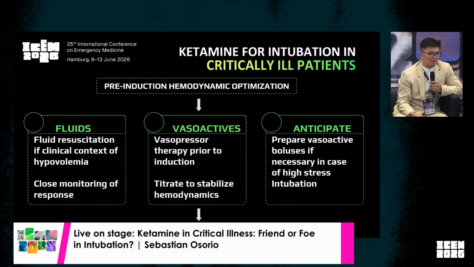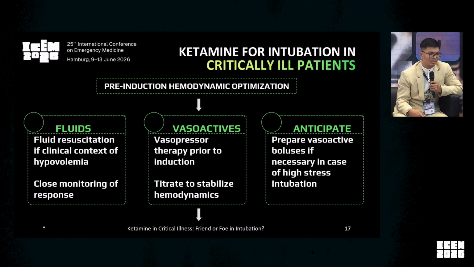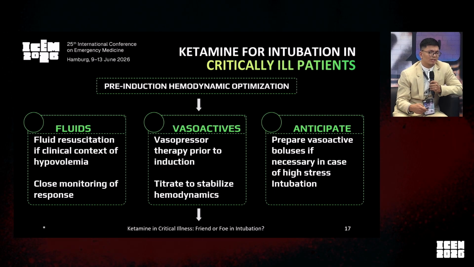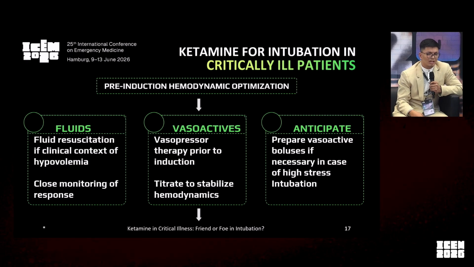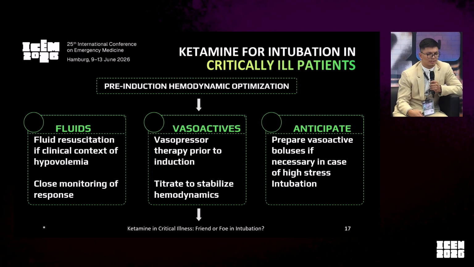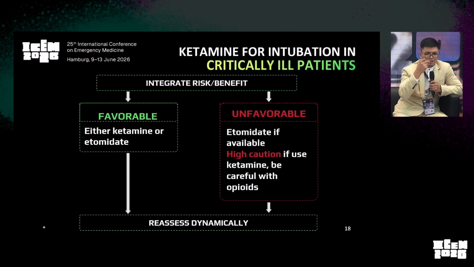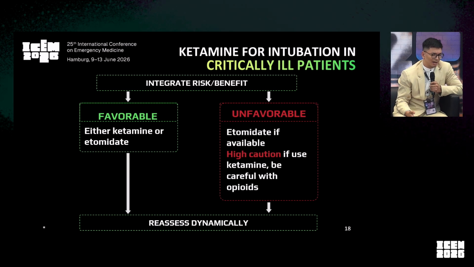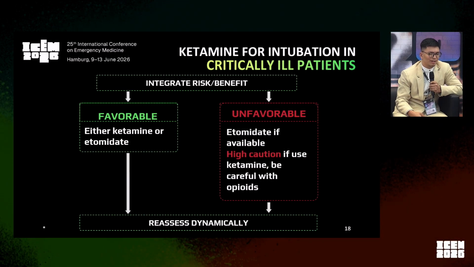After that, and this is for all of the patients regardless of the induction agent, do a pre-induction hemodynamic optimization. Give fluid resuscitation if there is a clinical context of hypovolemia, with close monitoring of the response. Get prepared for the new use or increased doses of vasopressor after the intubation, and try to anticipate in case of forced-to-act intubations. After that, integrate this in a risk-benefit framework, and if it is a favorable patient, use ketamine or etomidate. But if it is unfavorable, try to use etomidate if available.